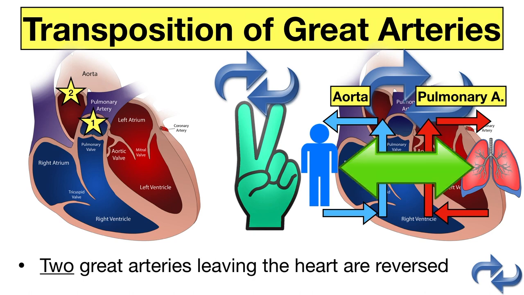So there needs to be a connection between the two circuits to allow for oxygen-rich and poor blood to mix. So there's typically a patent ductus arteriosus or a ventricular septal defect present. As you can imagine, this will lead to deoxygenated blood being delivered to the body and subsequent cyanosis. So again, you can use the number 2 and cross your fingers to remember transposition of great arteries and how the two great vessels are reversed or transposed.